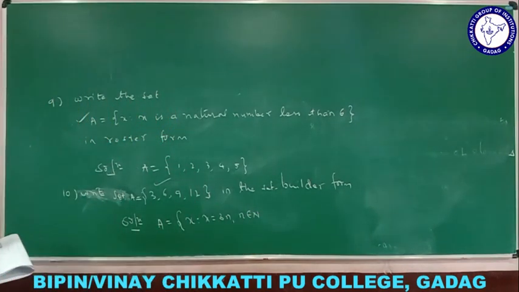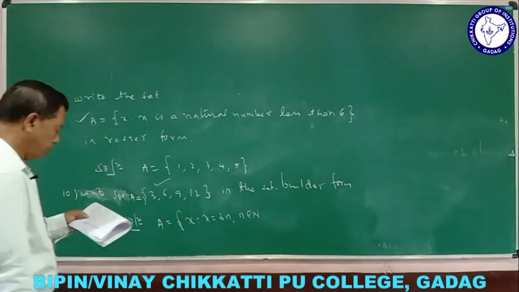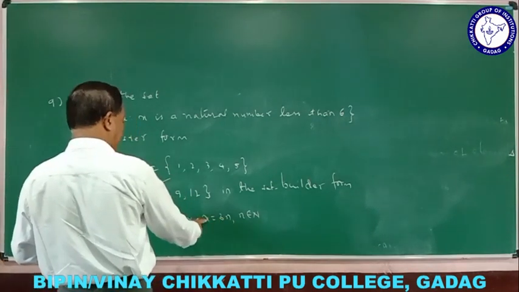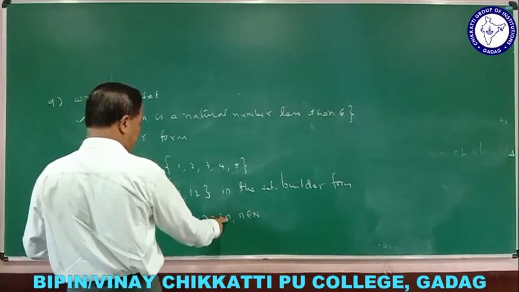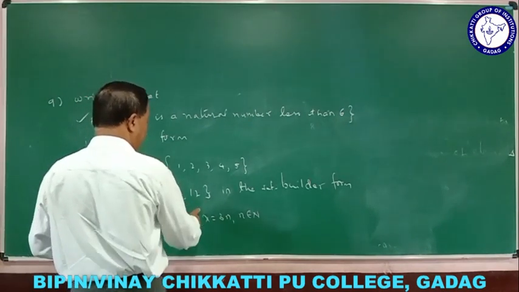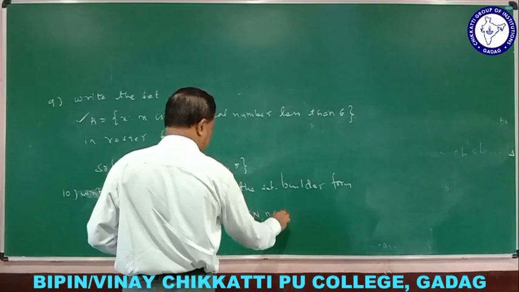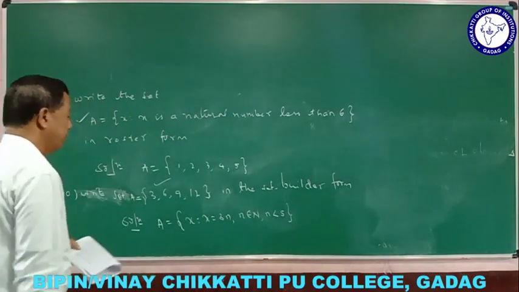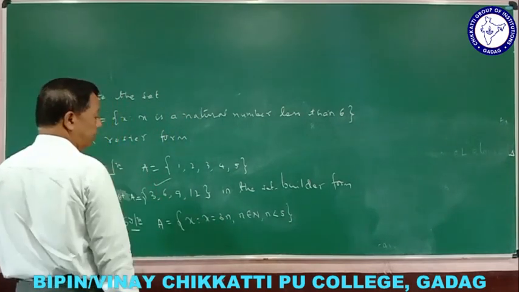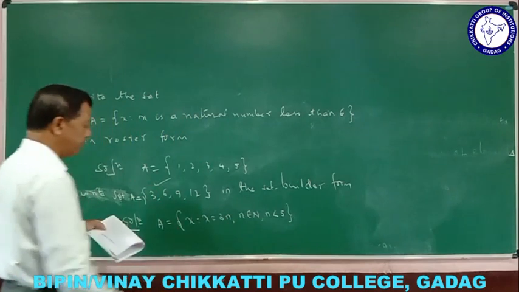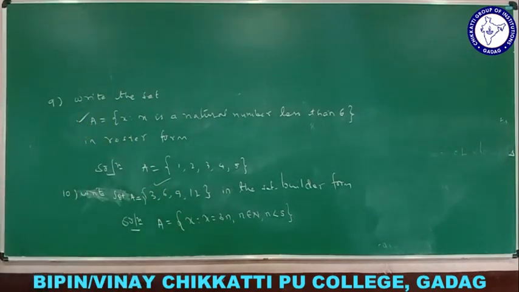Whichever you take, if you take n as 1, we will get 3, and if you take 2, you get 6. So x is equal to 3n, and up to what? The maximum is 12, so n is equal to 4, because 4 threes are 12. Here n is less than 5, which means 4. If you take 4, 4 threes are 12. You cannot take 5 because 5 threes are 15, and 15 is not there. So n belongs to the set of natural numbers and n is less than 5. This is the set builder form.